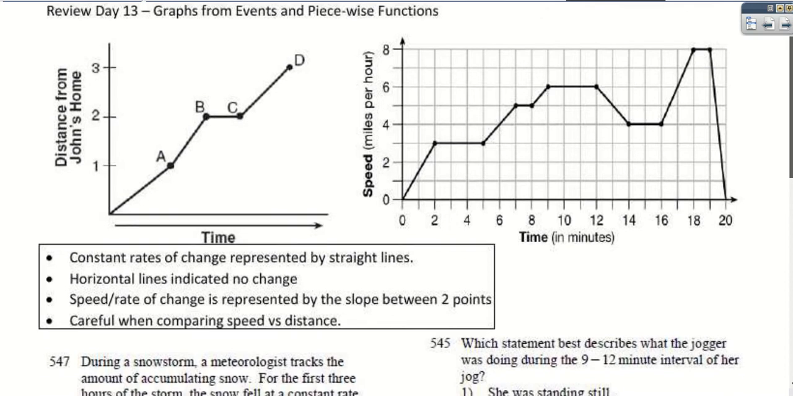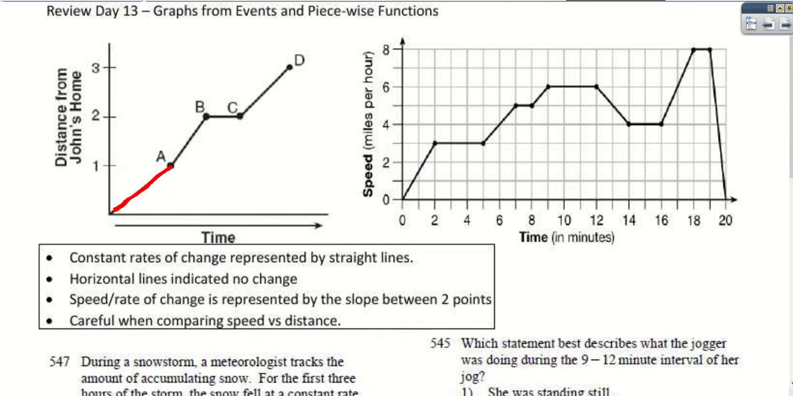Remember, for graphs from events, major things we're going to talk about are the increases. An increase that's a straight line usually indicates a constant increase, as opposed to something that may look like this, which is a gradual increase or an increase in speed over that time. Kind of like an exponential versus a linear.